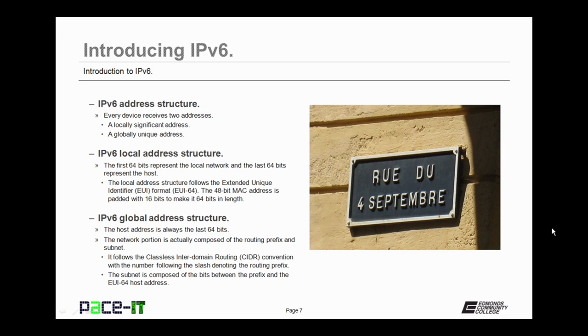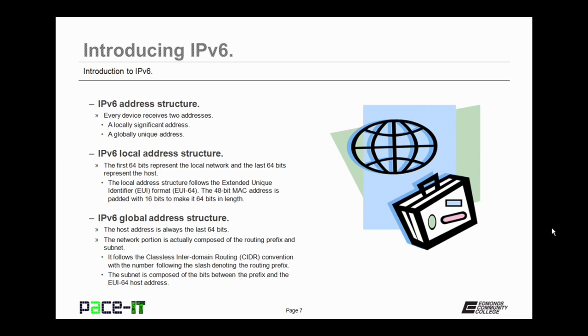Now let's talk about IPv6's address structure. Every device receives 2 addresses, a locally significant address and a globally unique address. Let's talk about IPv6's local address structure. The first 64 bits of the local address represent the local network, and the last 64 bits represent the host. The local address structure follows the extended unique identifier, the EUI format, specifically the EUI-64. The 48-bit MAC address is padded with 16 bits to make it 64 bits in length. There is a specific formula for doing that. You just need to know that it's done.